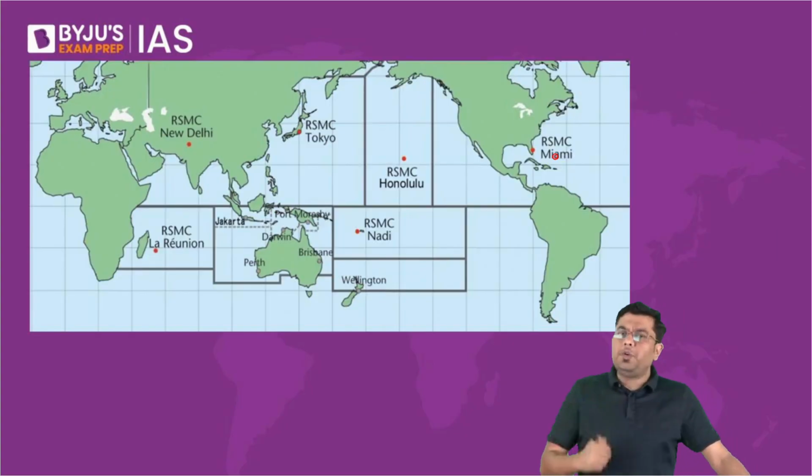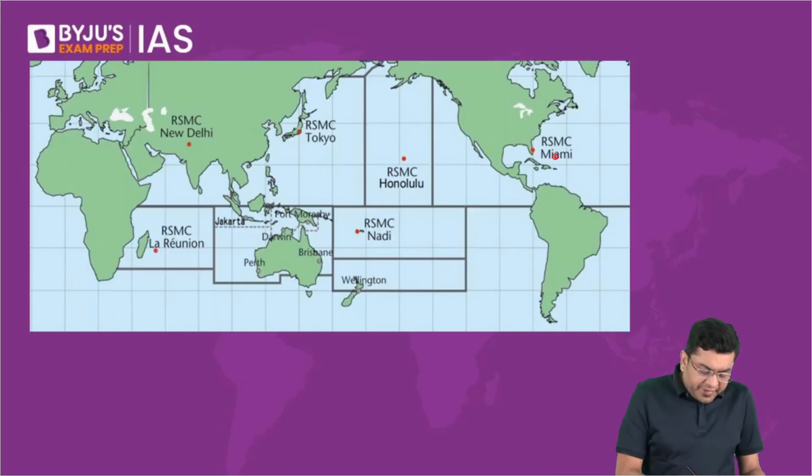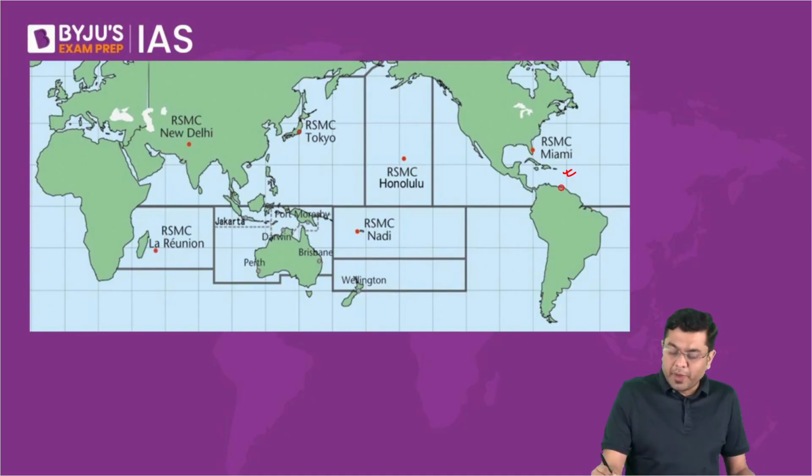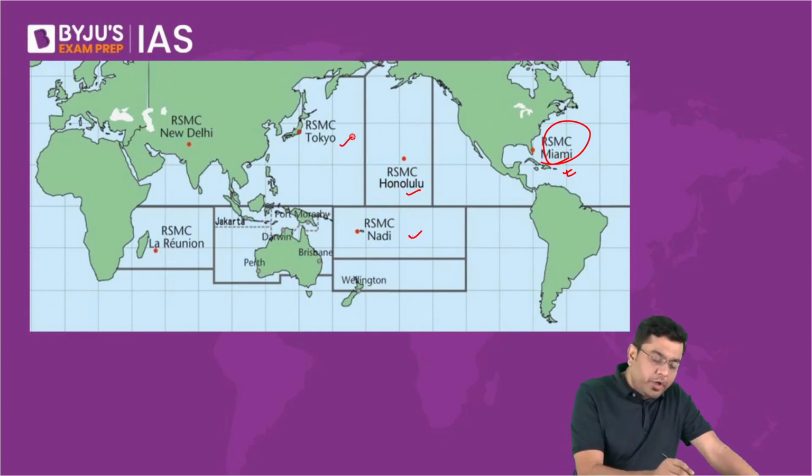So across the globe, you have various different RSMCs. For example, what do we refer to the tropical cyclones developing in the Atlantic? Hurricanes. Very good. So the naming of hurricanes is done by RSMC Miami, which is in Florida. And also you have RSMC Honolulu, RSMC Nadi, RSMC Tokyo, RSMC Reunion Islands, and also RSMC New Delhi.